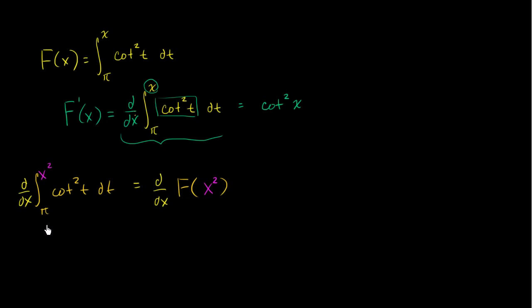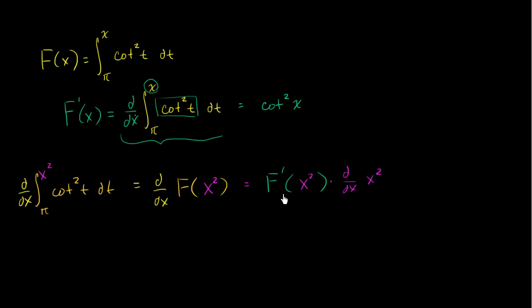And so we just have to apply the chain rule. So this is going to be equal to the derivative of F with respect to x squared. And this is just straight out of the chain rule, it's going to be F prime of x squared times the derivative with respect to x of x squared. This is the derivative of F with respect to x squared, and then times the derivative of x squared with respect to x. This is just the chain rule right over here.